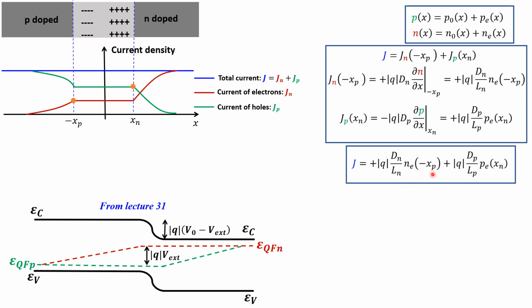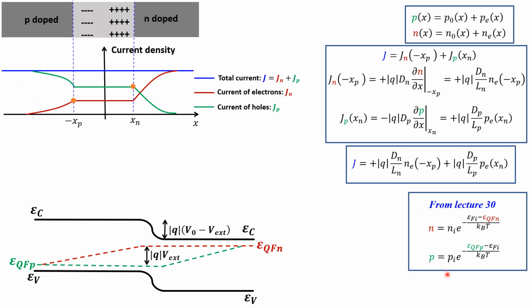Now, we want these two concentrations in terms of the external voltage. And since the external voltage depends on the quasi-Fermi levels, we need these concentrations in terms of the quasi-Fermi levels. So we need these two equations that we discussed in lecture 30. They connect the concentration of free electrons. Mind you, this is the total concentration. It's the sum of the concentration in equilibrium plus the excess concentration.